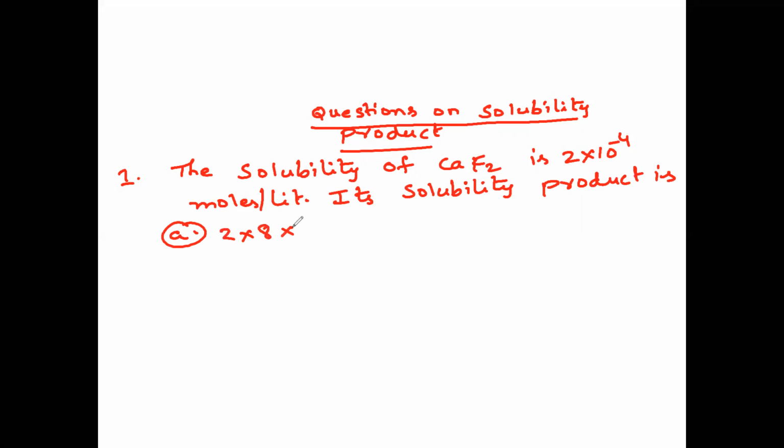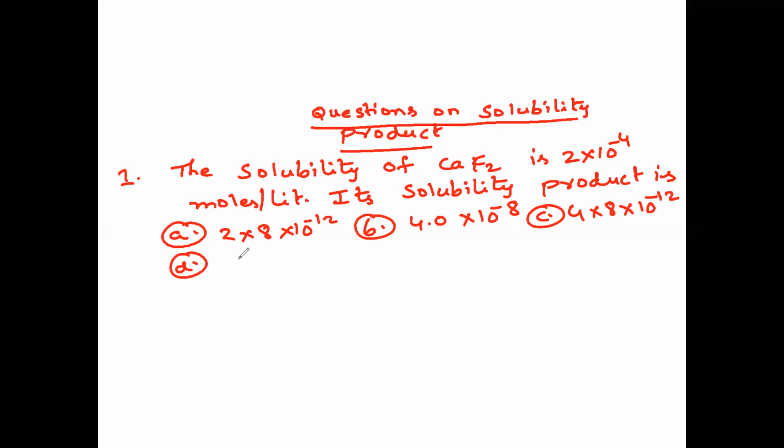This is only the substitution part. Option B, it is 4 × 10^-8. Option C is 4 × 8 × 10^-12. And option D, it is 3.2 × 10^-4. So these are the four options they have given. Let us see the solution now.